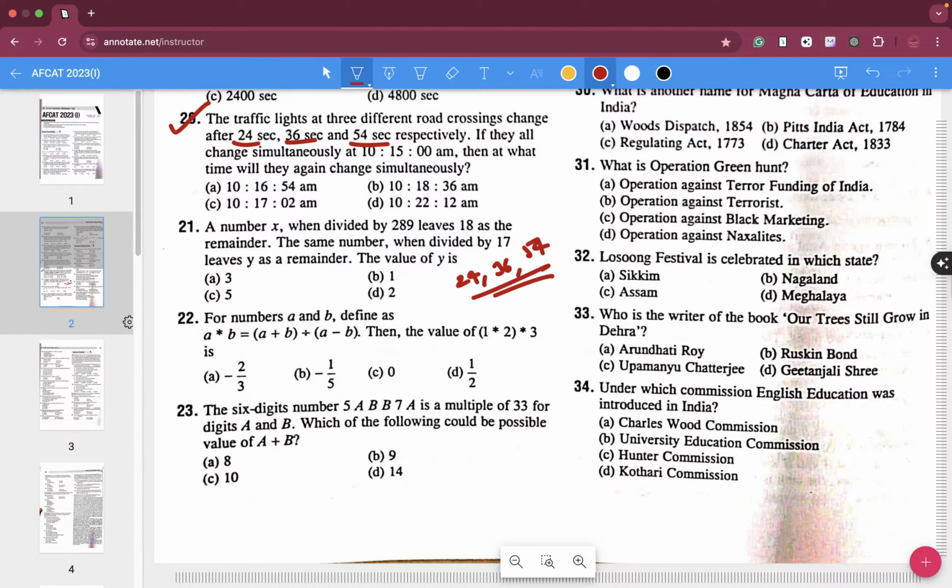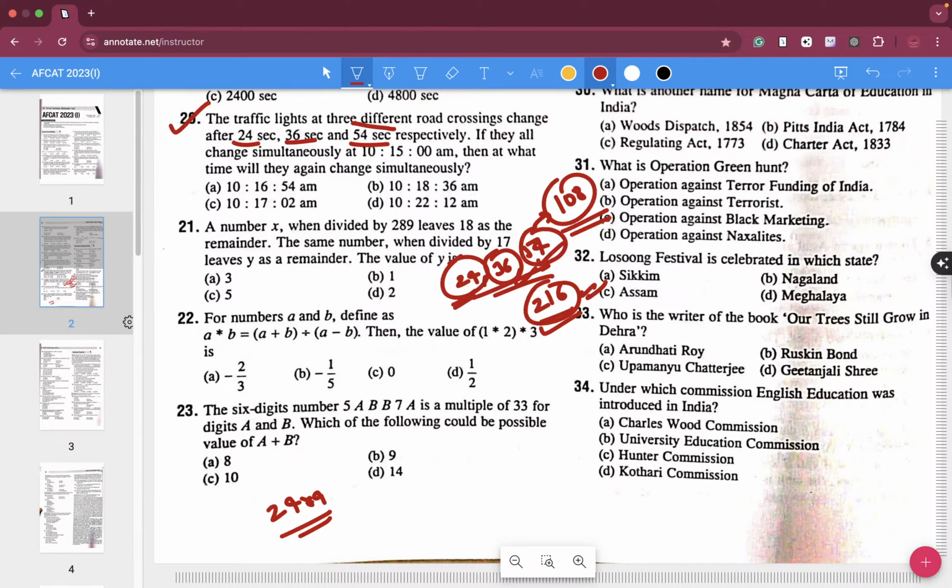Okay, so if you try to take the LCM out of it, 108 is divisible by this number and this number, but it's not divisible by this particular number. The next number is 216. This number is absolutely divisible by these two numbers. Is this number divisible by 24? So 24 into 9, yes, it is divisible by 216.